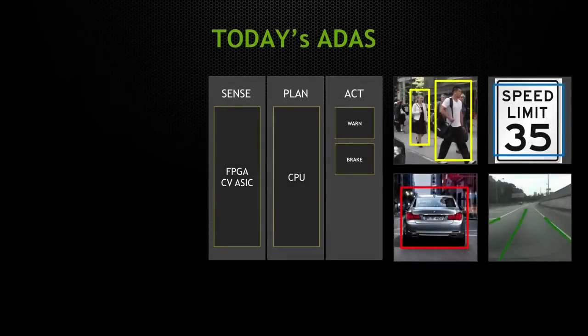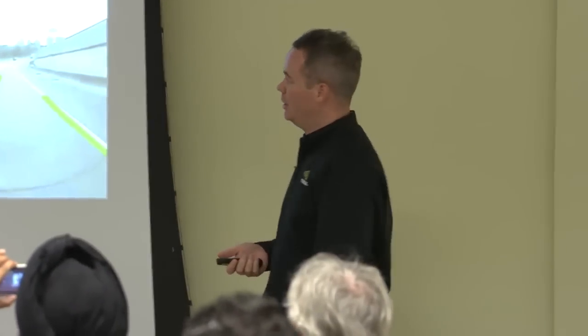All right, so let's talk about today's ADAS. This shouldn't really surprise anybody. So usually you use sensing on an FPGA or specialty computer vision ASIC, planning on a CPU, and then basic systems today basically warn, with a loud beeping noise to try to get your attention, which tends to be over-conservative because you need to react.